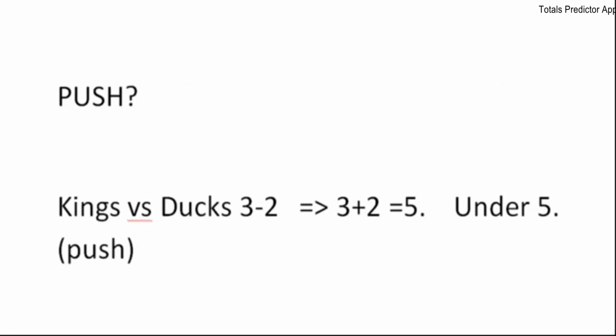Another example is a push. Now what is a push? For example, you're playing a game under 5 exactly, without a half. Now you have Kings against Ducks and the game ended 3-2. When you add the scores, it comes up to 5, which means you got exactly the same number as you played. So in this case, your bet is returned since you didn't really win or lose.